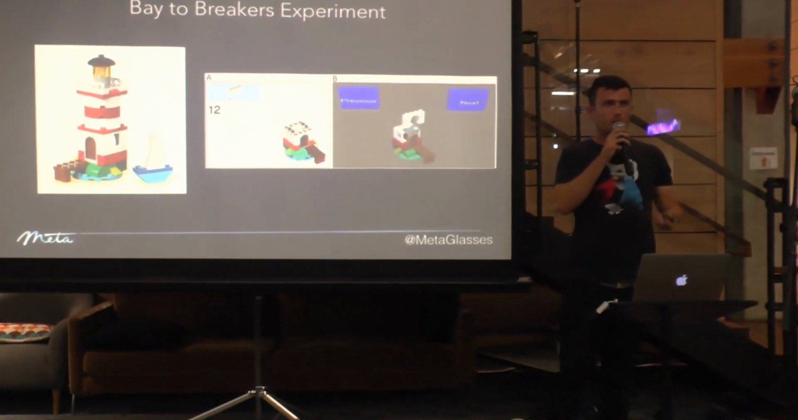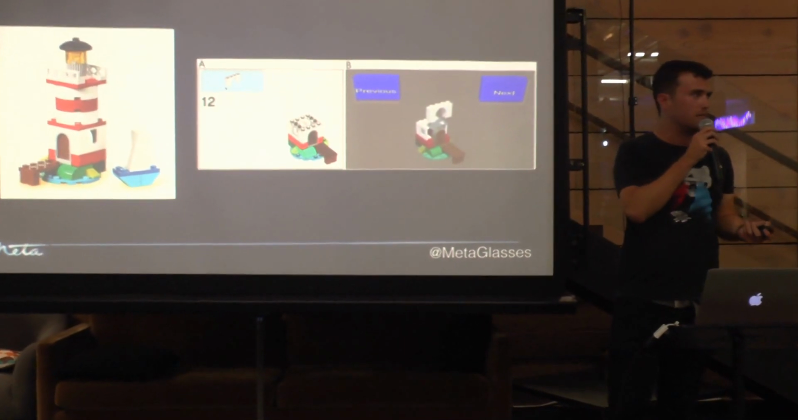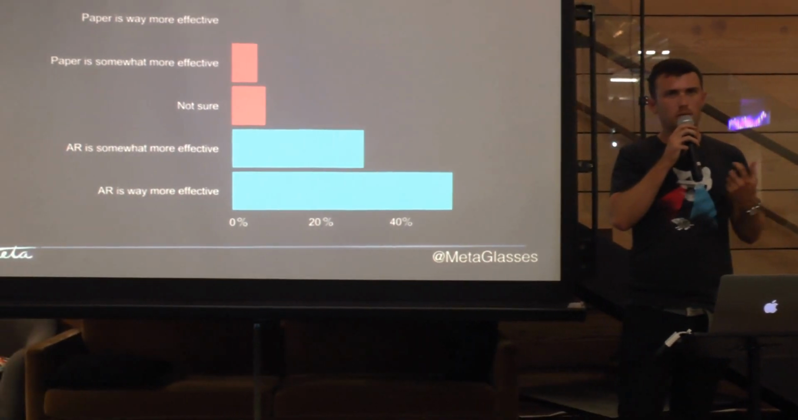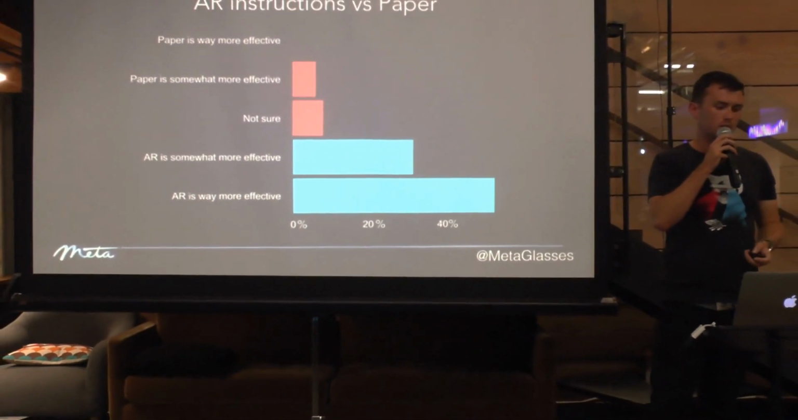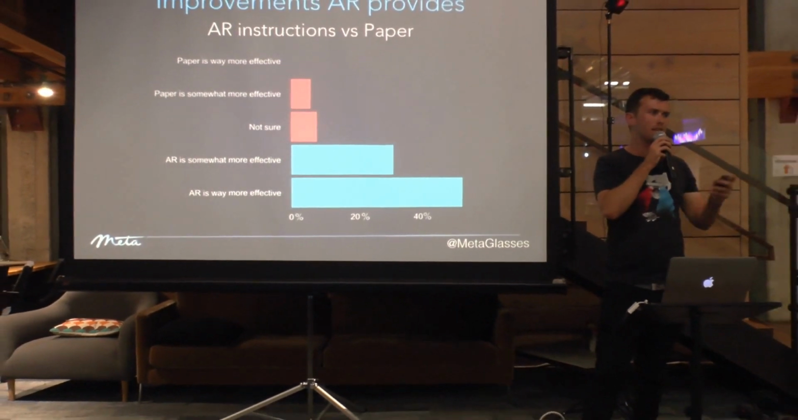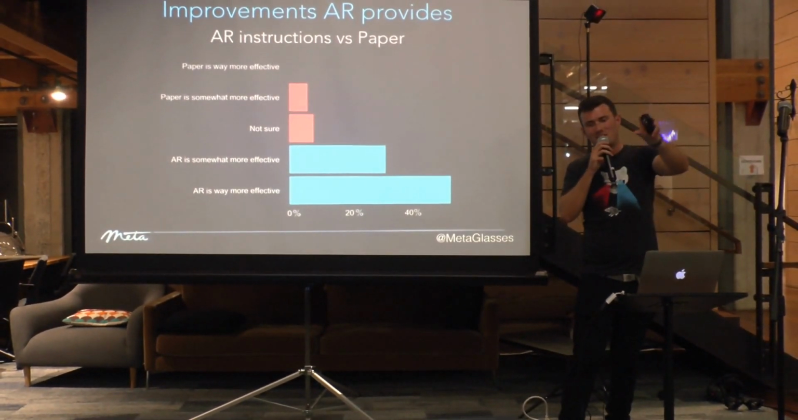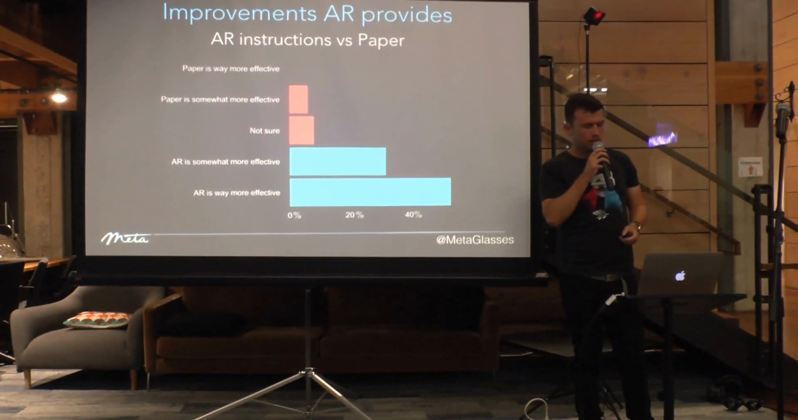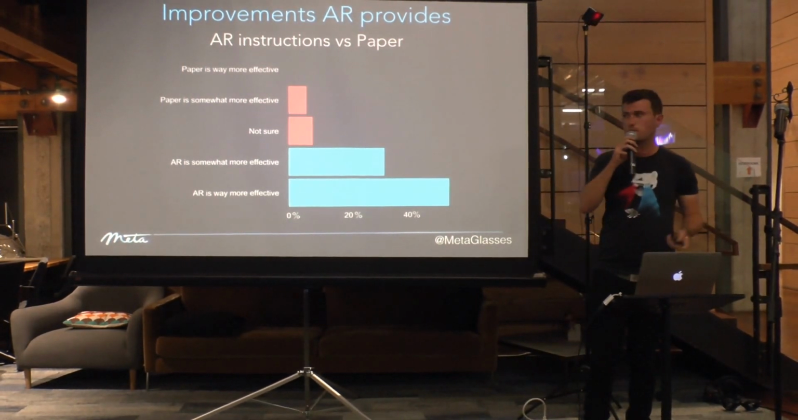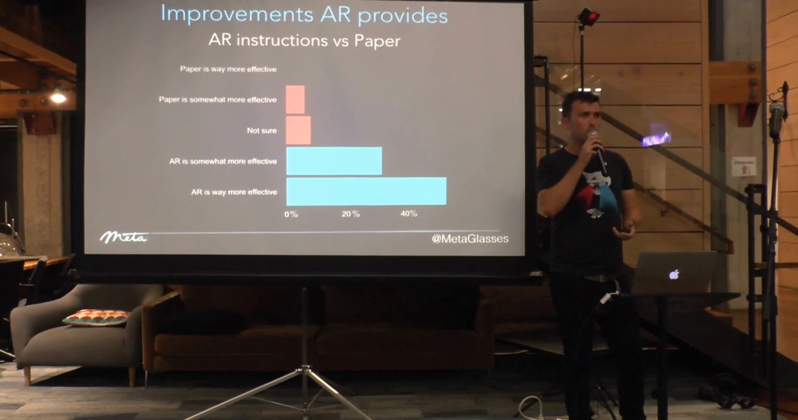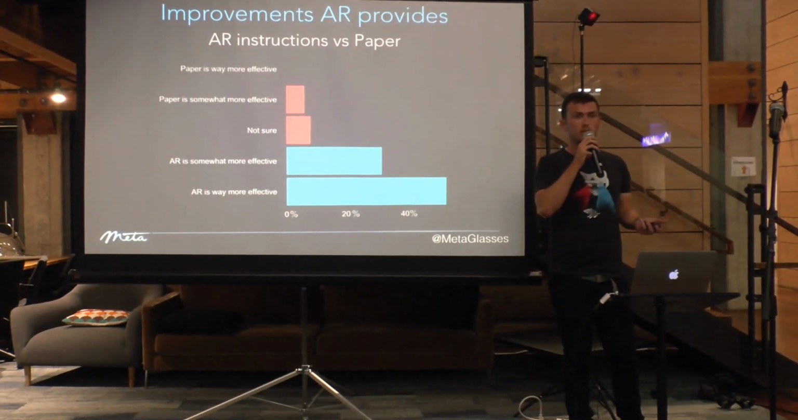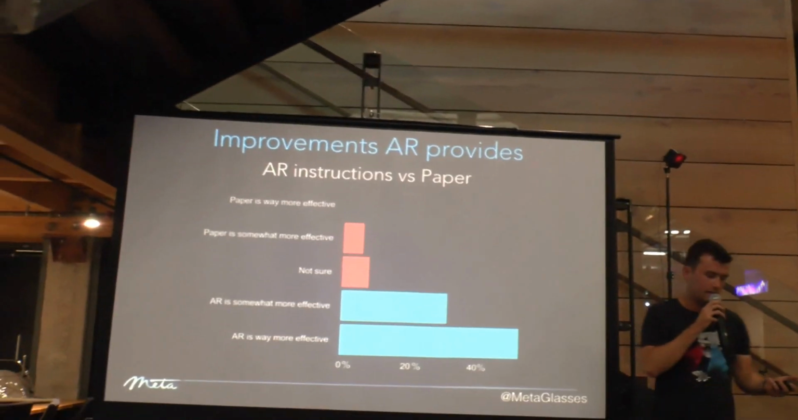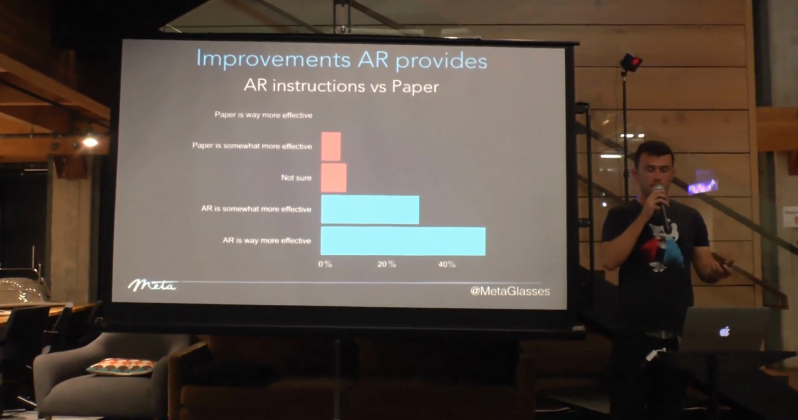We also wanted to see how people perceived AR as an instruction set, because it's not worth it to just know that something's faster. People want to feel like it's faster too. You can see on a lot of websites that things animate slowly, but they feel faster if there's something happening. So we surveyed all the AR participants, and 86% of them found that the AR was more effective than the paper instructions they'd used previously.